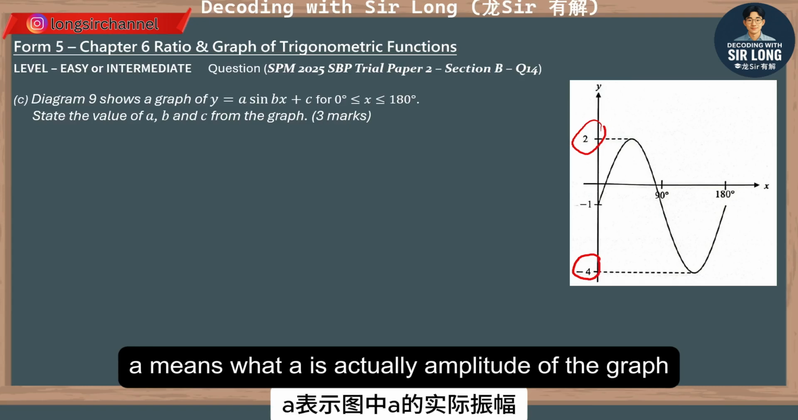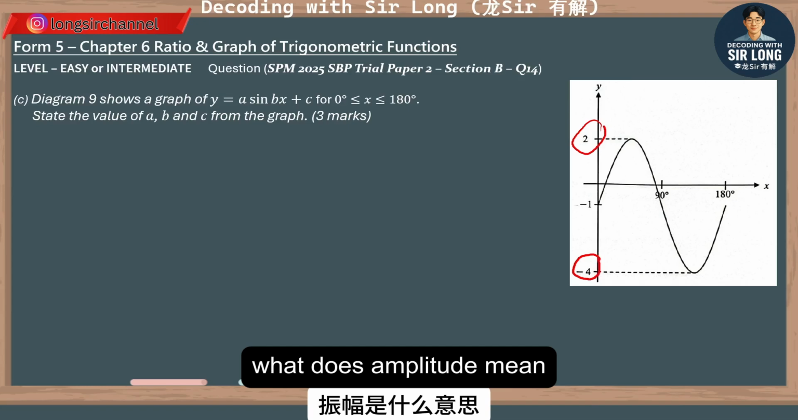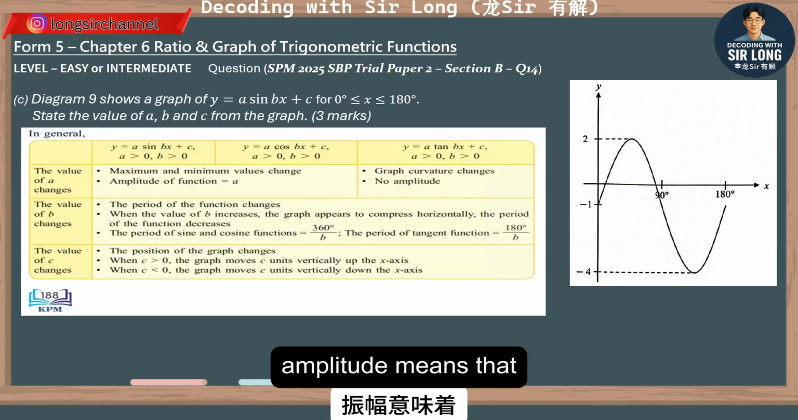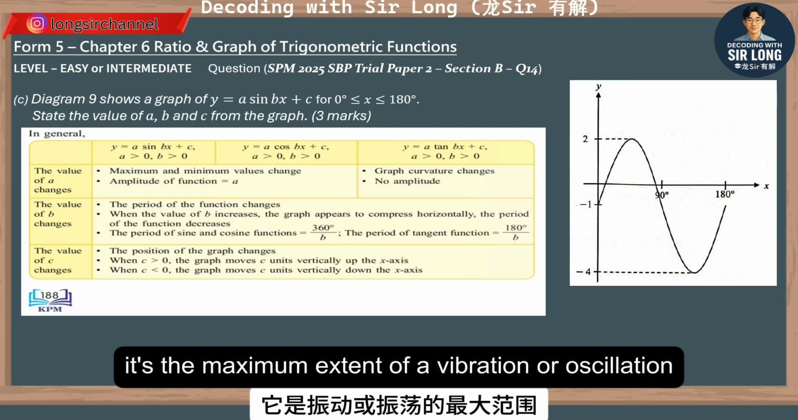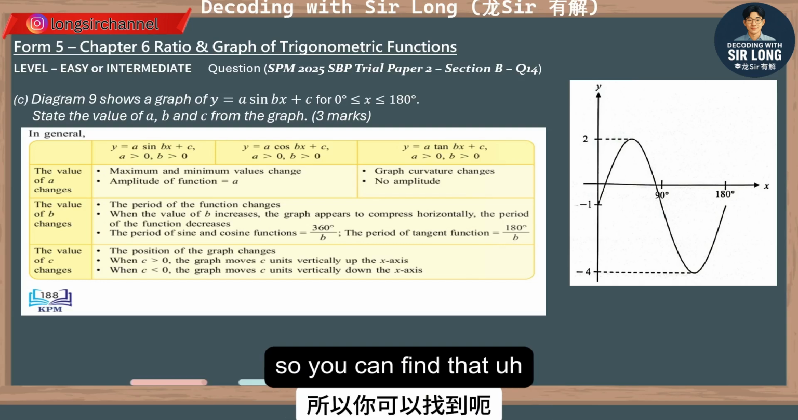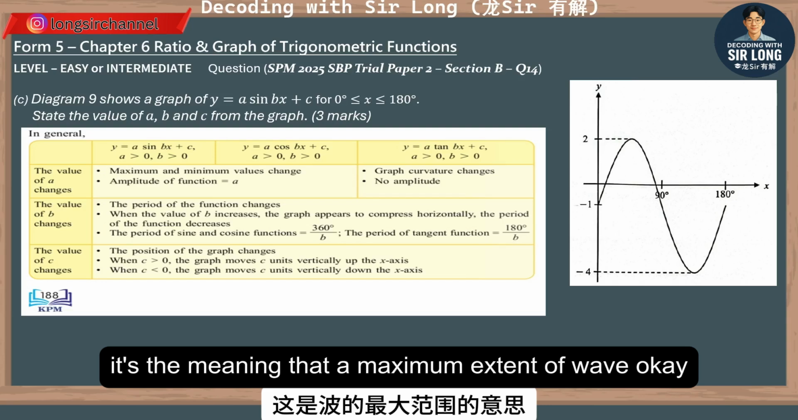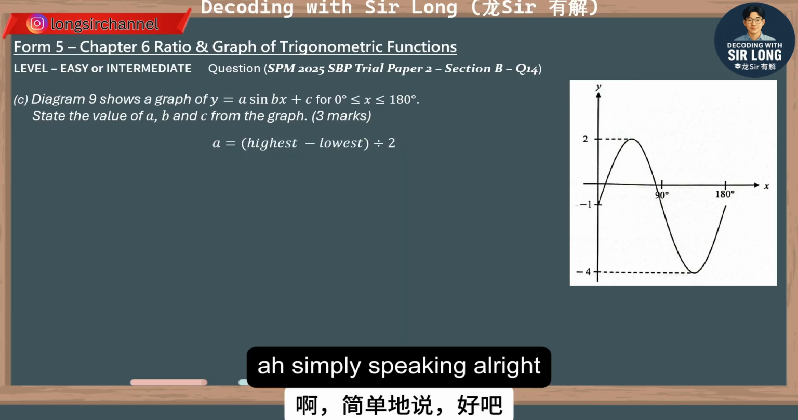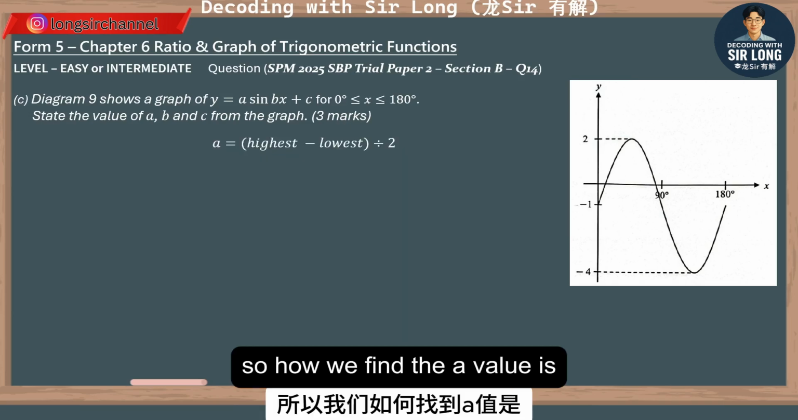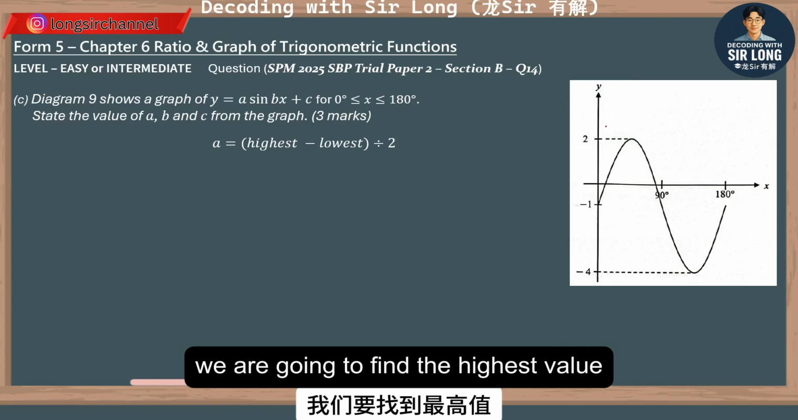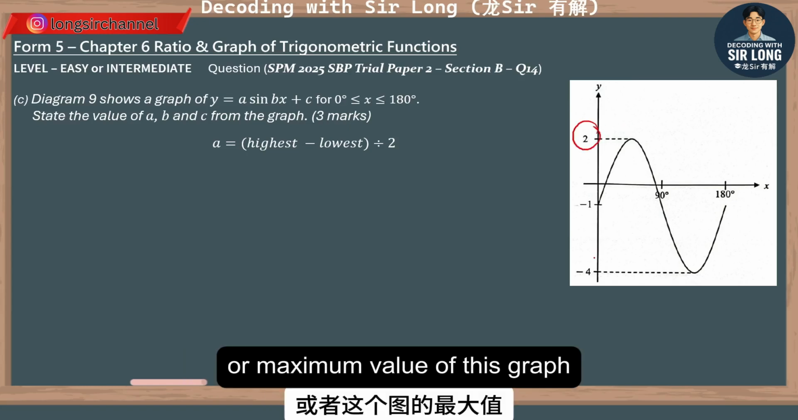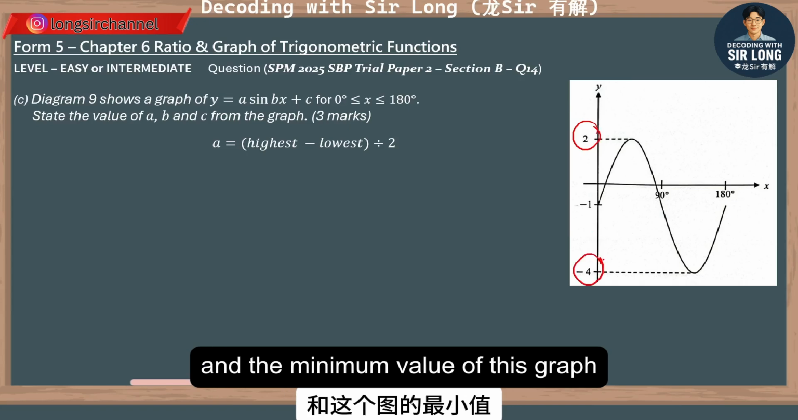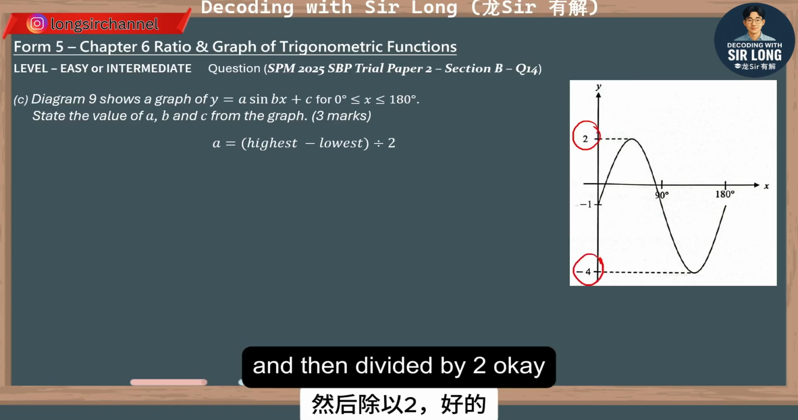Okay, a means what? A is actually the amplitude of the graph. What does amplitude mean? Amplitude means the maximum extent of a vibration or oscillation. So you can find that this means the maximum extent of a wave, a curve on the graph, simply speaking. So how we find the a value is we find the maximum value of this graph and the minimum value of this graph, and then divide by 2.